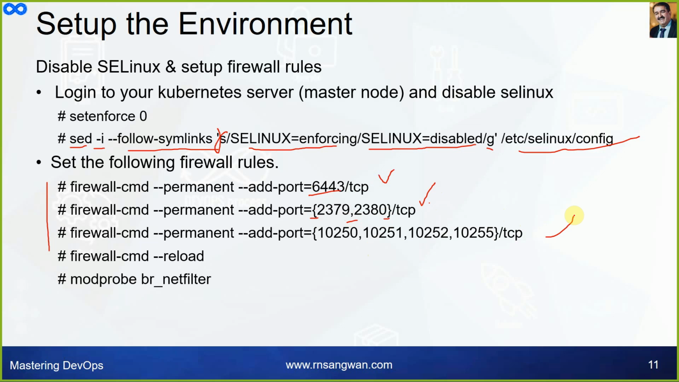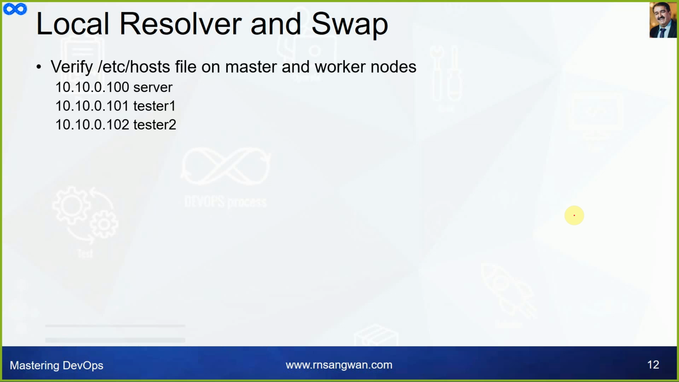Then we need a kernel module, the bridge netfilter module, that needs to be inserted in the kernel. By default, it is not available. You have to insert it. Local resolver and swap, we have already verified. In our case, we have been working on it.